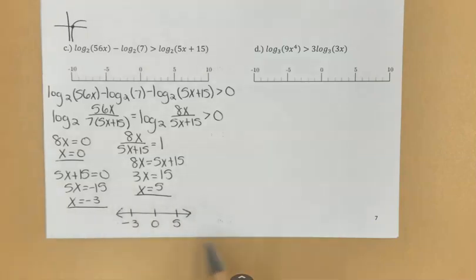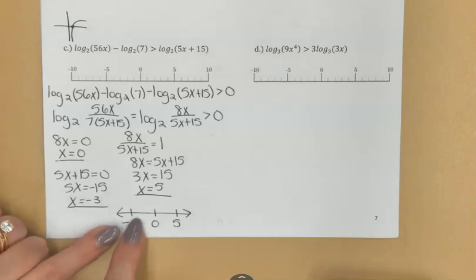So what I'm going to do to fill in my sign chart is pick values that are before, after, or in between these critical points and determine if my graph is going to have a positive or negative output. So if this x value would give us positive or negative, or if it's undefined.